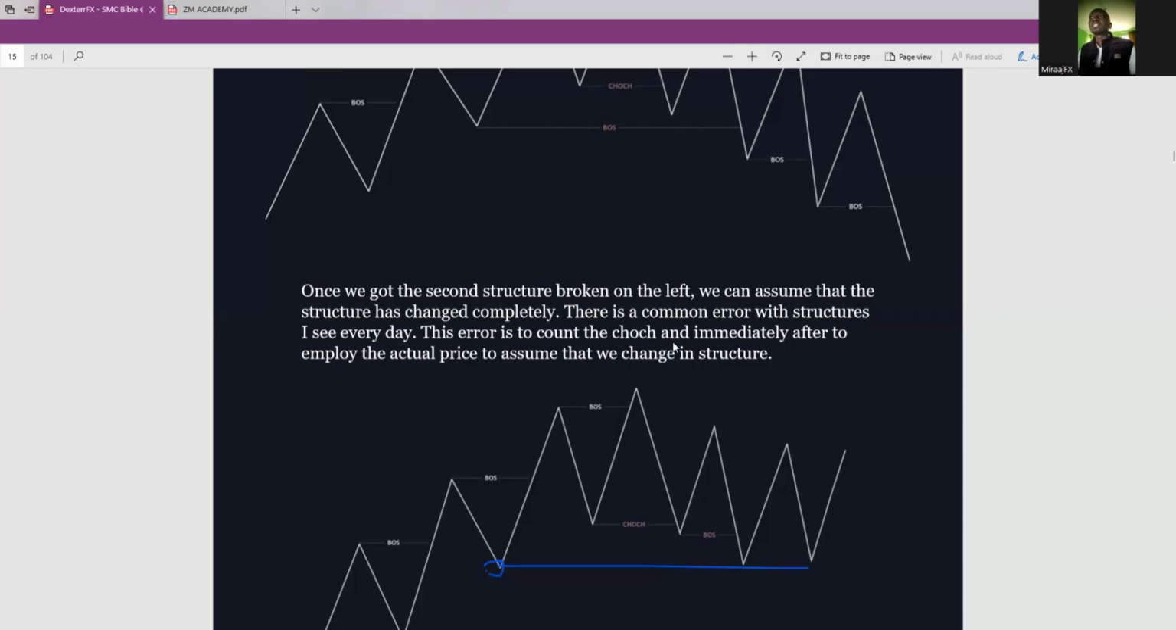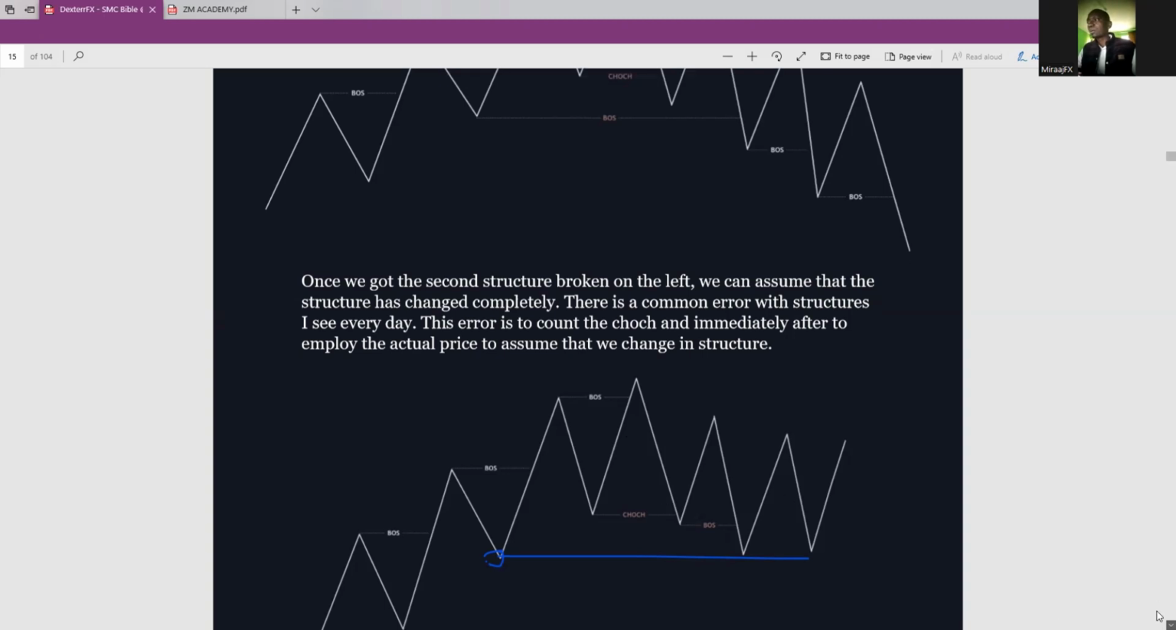There is a common error with structures I see every day. This error is to count the change of character, and immediately after that, you assume that the market has changed direction, or has completely reversed. It is very important to understand that the change of character alone is not a confirmation that the market has changed direction. It is just one clue that the market might change direction. And if that doesn't happen, then you can easily get caught up. This is what we call the complex pullback.